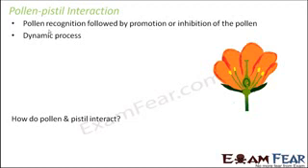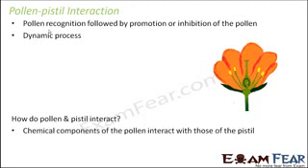Now the question is, how do pollen and pistil interact? That is, how does the dialogue exchange occur? As I said, the dialogue exchange happens with the help of chemicals. There are certain chemicals which are released by the pollen and which are recognized by the pistil, and these chemicals help the pistil to decide whether this is the right pollen or the wrong one. That is how compatibility and incompatibility is decided.